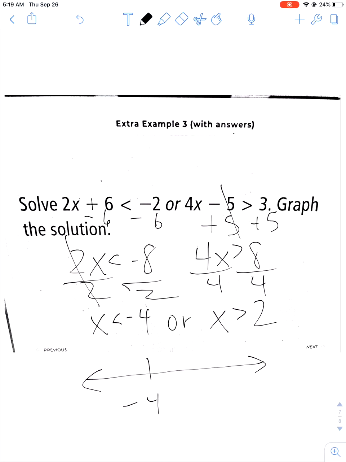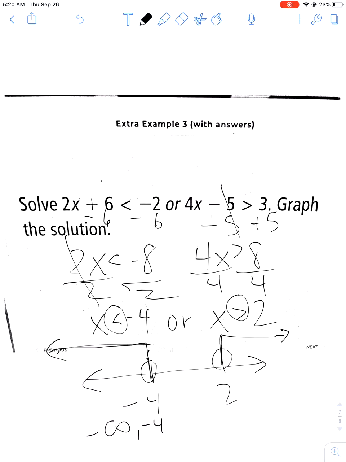Write your smallest first, biggest second, open, open. So less than negative 4 goes that way, greater than 2 goes that way. Now let's see, this works from negative infinity to negative 4. Always parenthesis around infinity, and a parenthesis because of open. And over here, this one says it starts working at 2, goes to infinity. Always a parenthesis around infinity, and open means parenthesis. And don't you forget the union.